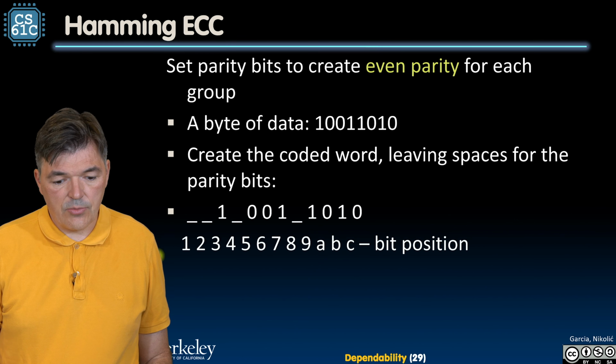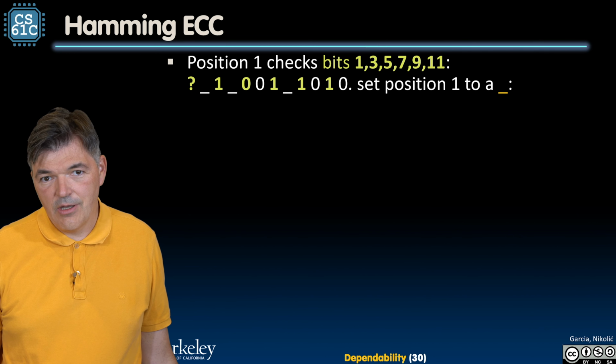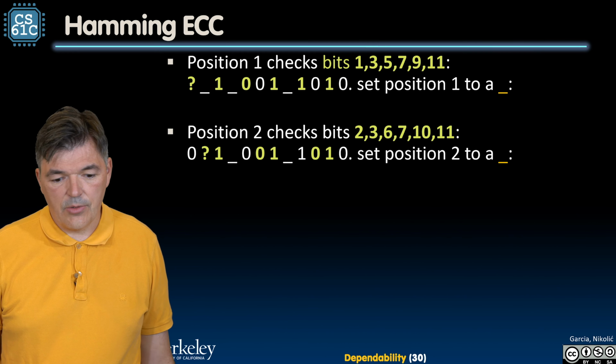So position 1 is going to be checking bits 1, 3, 5, 7, 9, and 11. So we are going to mark those bits in yellow and count how many ones are there. 1, 2, 3, 4. Therefore, in order to make even parity, that parity bit should be equal to 0. In position 2, it is going to be checking pairs of bits 2, 3, 6, 7, 10, 11. How many ones are there? There are 3, therefore in order to make it even parity, we should make this question mark equal to 1.